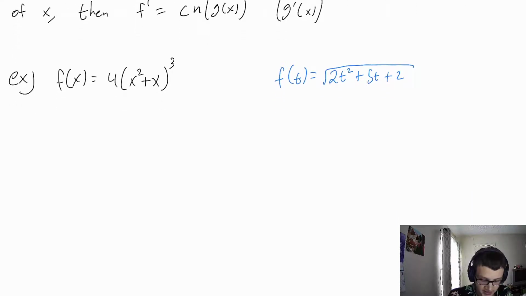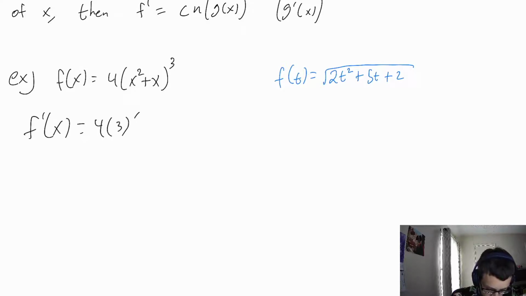Let's say we're given this function here, f of x equals 4 times (x squared plus x cubed) to some power. To take the derivative, we bring the exponent down, subtract 1 from the exponent, and then multiply by the derivative of the inside, which is 2x plus 1.